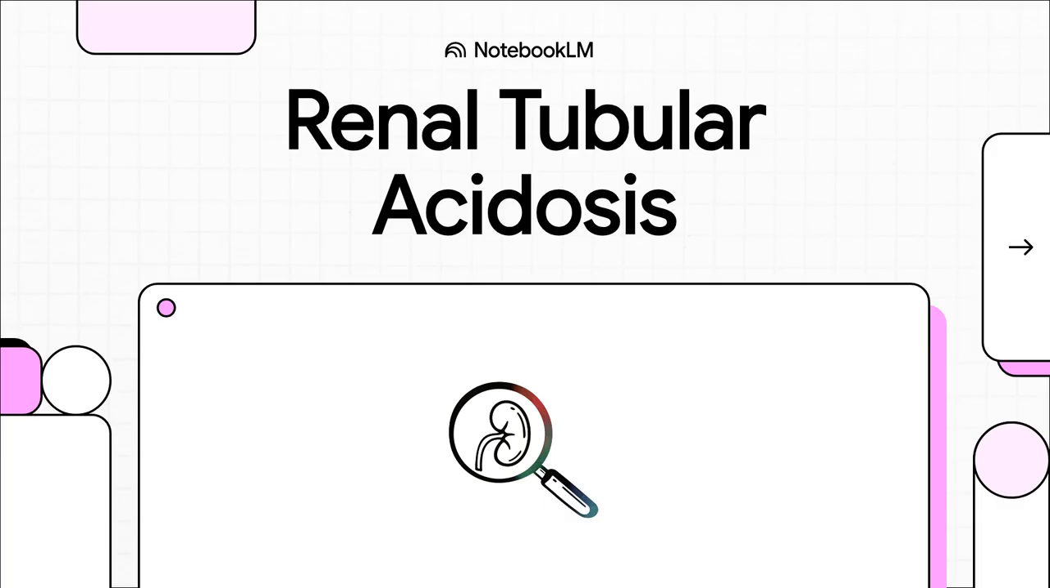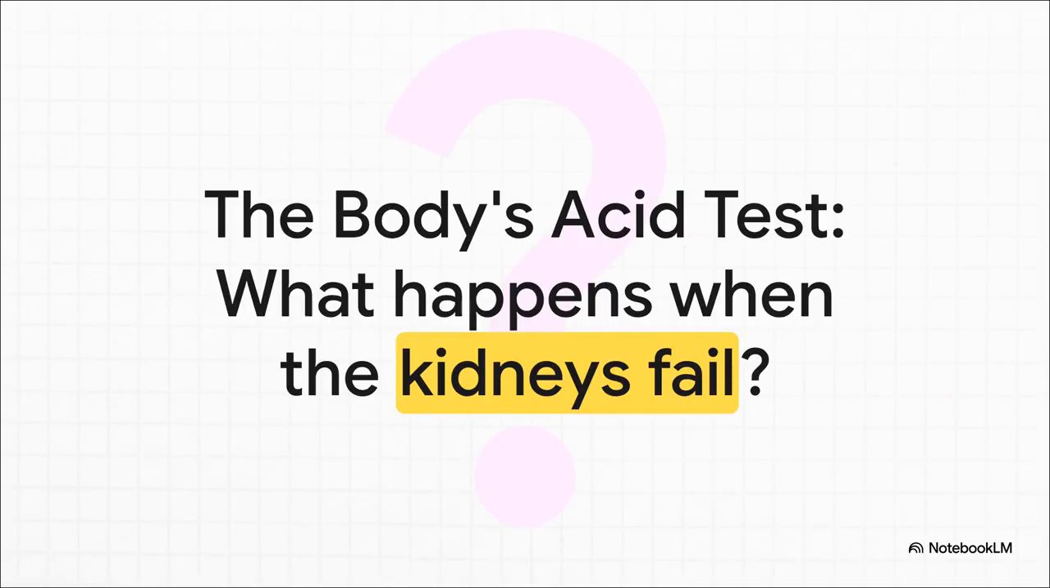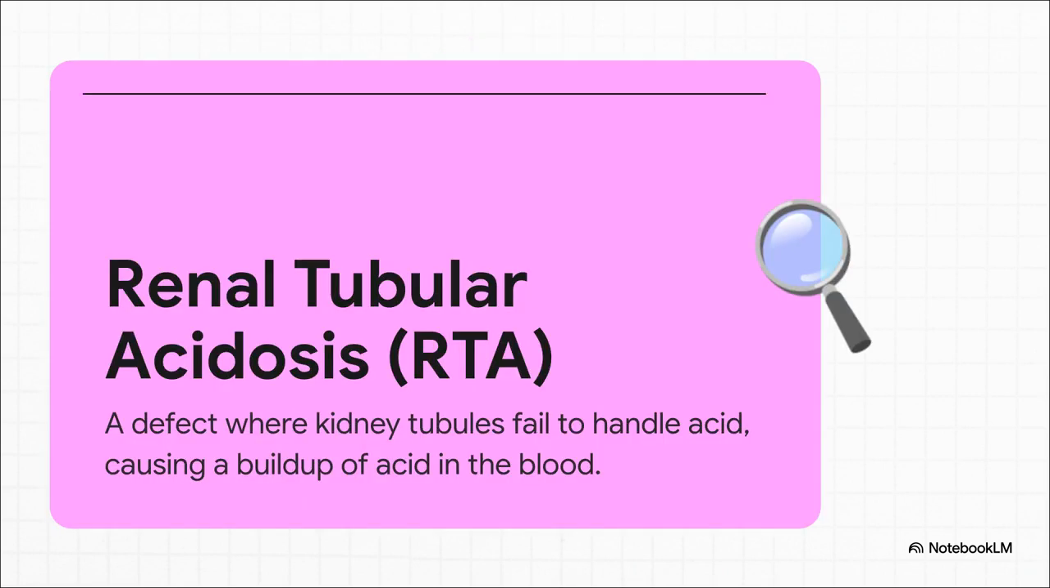the different types apart. You know, our bodies are in this constant, really delicate balancing act, especially when it comes to acid. And our kidneys? They're the master chemists in charge of keeping everything just right. But what happens when that system breaks down? What happens when the kidneys fail their most important acid test? Well, that's where renal tubular acidosis comes into the picture.